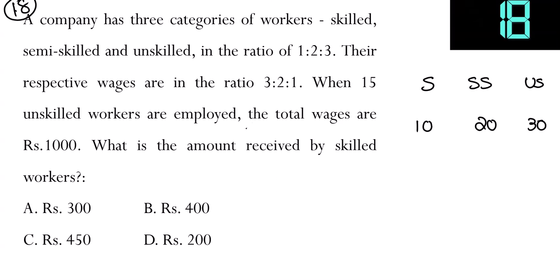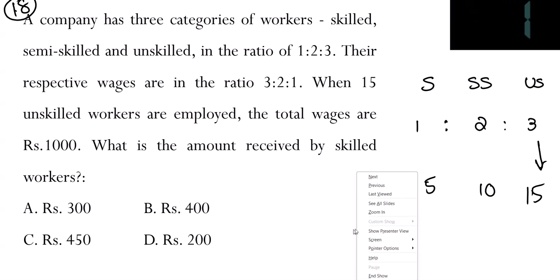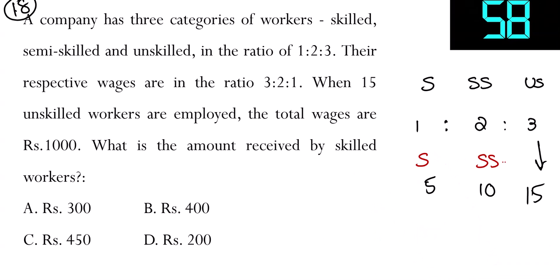They said 15 unskilled workers are employed. So, okay, fine. This is 15, they said. I have taken 1 is to 2 is to 3, right? They said the number of people is 15 here. Then automatically this should be 5, 10, and 15. So unskilled 15 people, skilled 5 people, semi-skilled 10 people. Okay. And they said 15 unskilled workers are getting 1000 rupees as their payment.